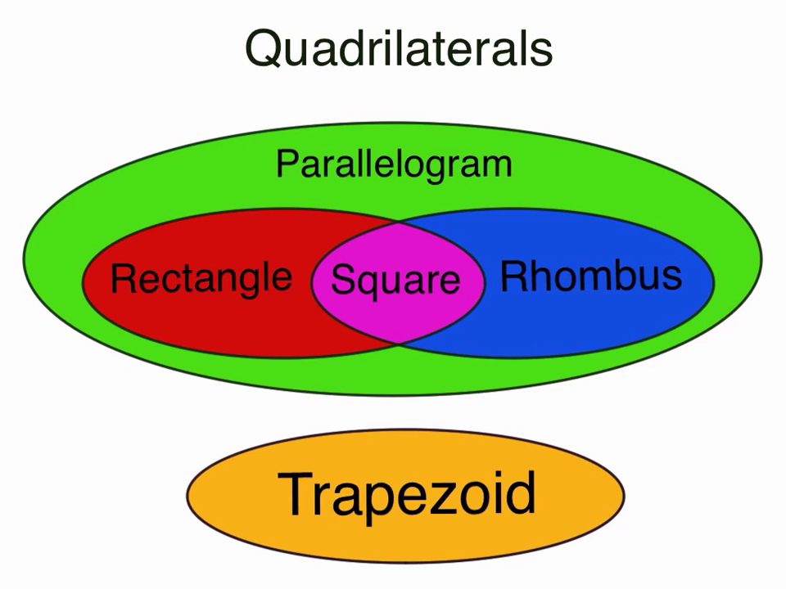This is the Venn diagram of the quadrilaterals. Notice the square is part of a rectangle and rhombus. As I stated in class, it's like the rectangle and rhombus got married and had a baby and it was a square. So rectangle, 90-degree angles, rhombus, congruent sides. So square, congruent angles, congruent sides as well. And then trapezoid is kind of the goofy uncle.